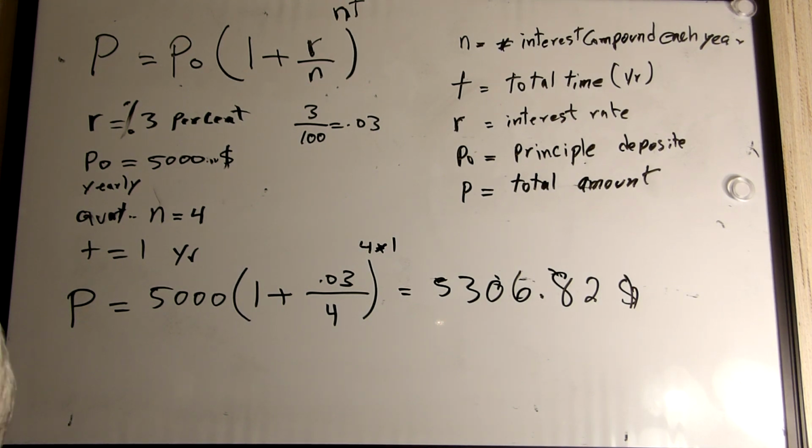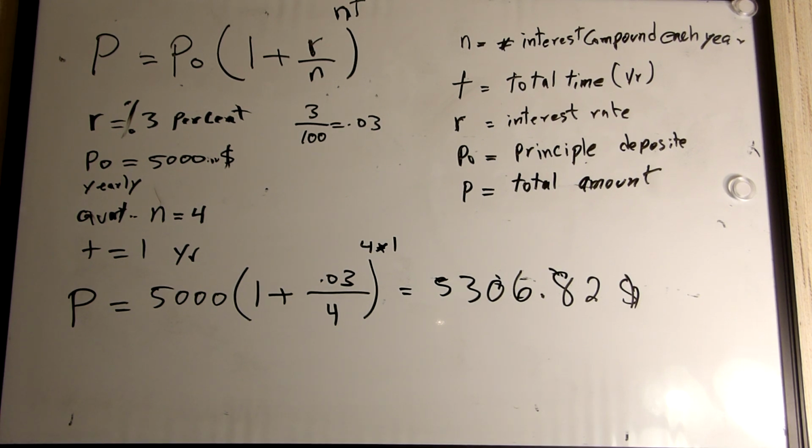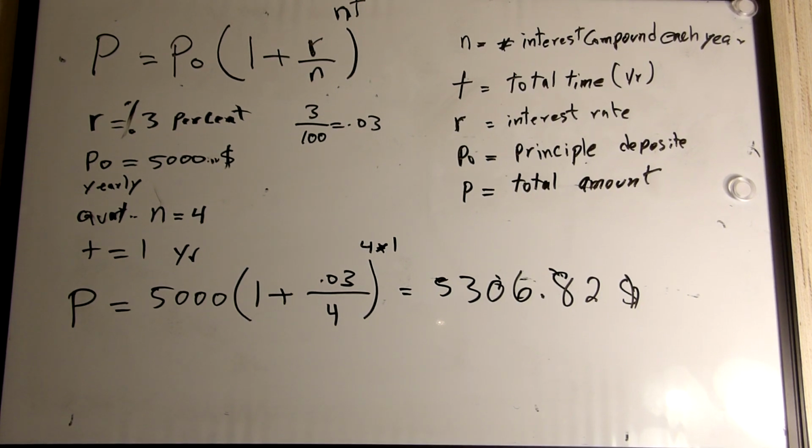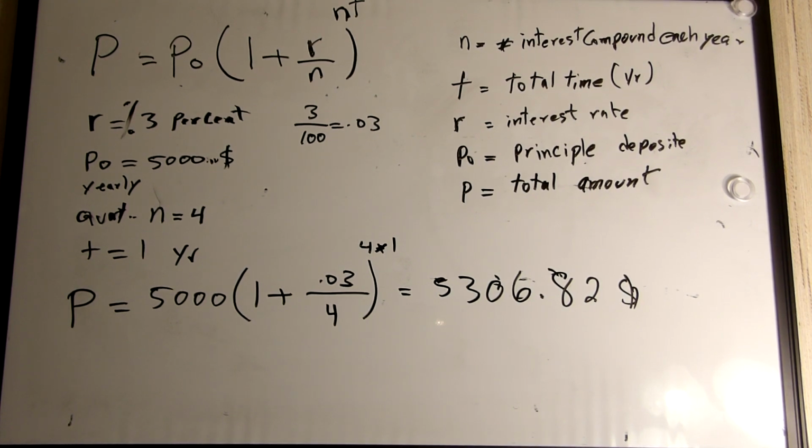So when they say quarterly, you put n, and you find how much is going to be in your account if it's quarterly.